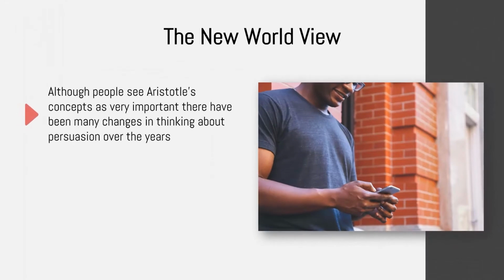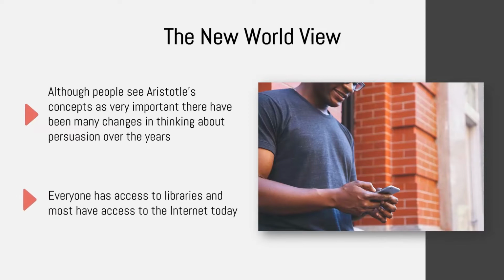Although people see Aristotle's concepts as very important, there have been many changes in thinking about persuasion over the years. It is more difficult to persuade people these days for a number of reasons. We are living in the age of information, and this has resulted in people being more skeptical about messages. Everyone has access to libraries, and most have access to the internet today. These things were not around in Aristotle's time. Also, people are a lot more educated than they used to be. So to persuade people now, you need to overcome these challenges. In the next video, we will discuss the rules of influence.